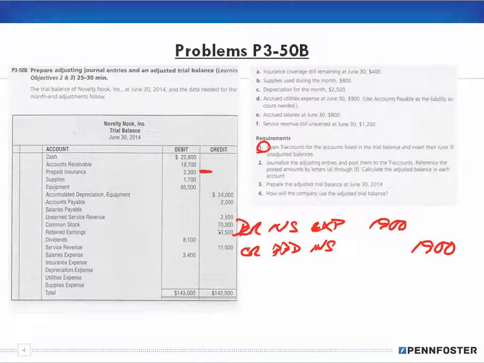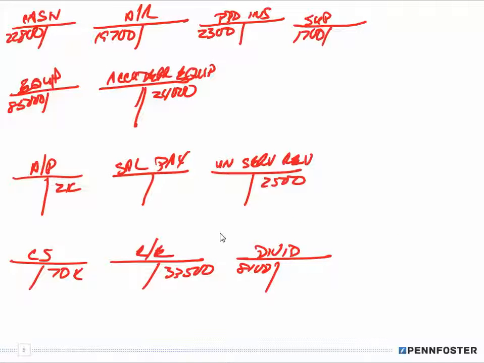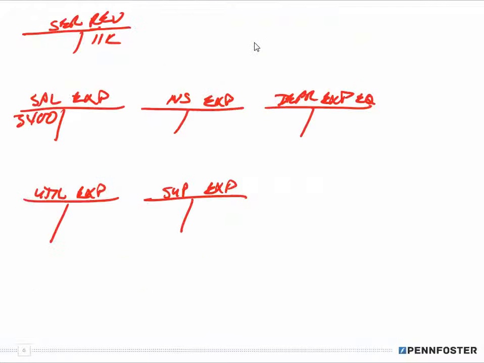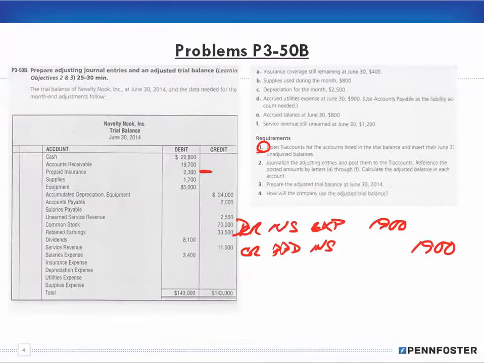Now I'm going to post that entry to the ledger accounts. For prepaid insurance, I'm going to credit the prepaid insurance account for 1,900, and the other half of that is my insurance expense account. I'm going to debit that for 1,900.